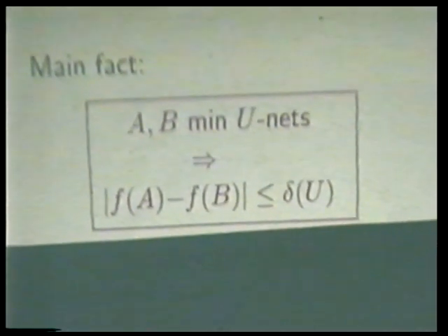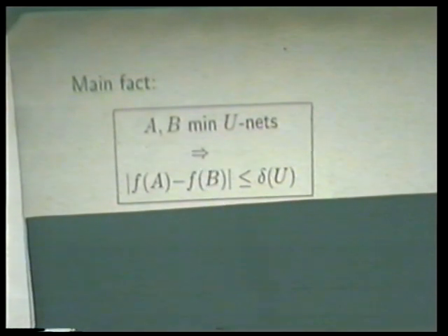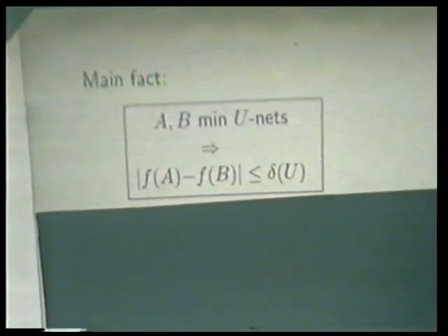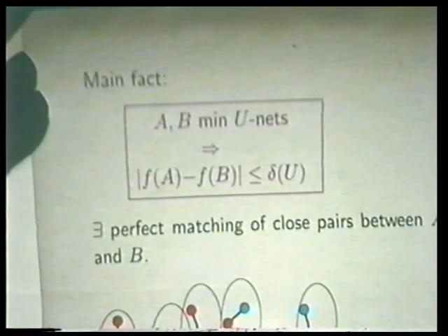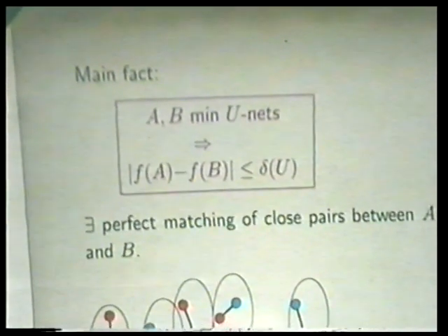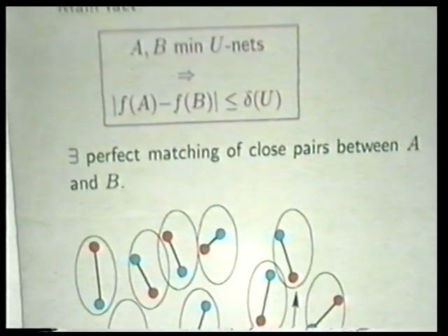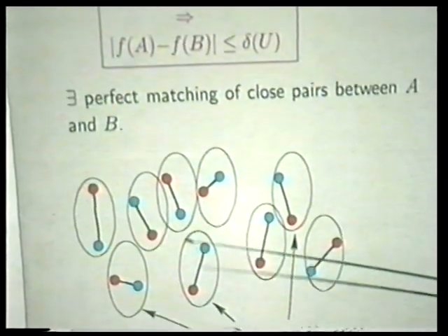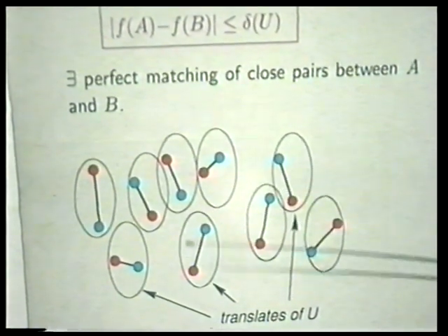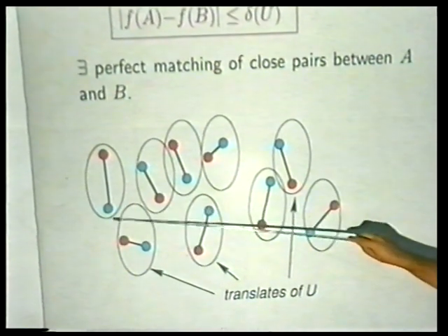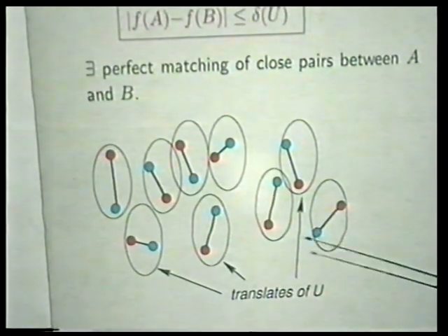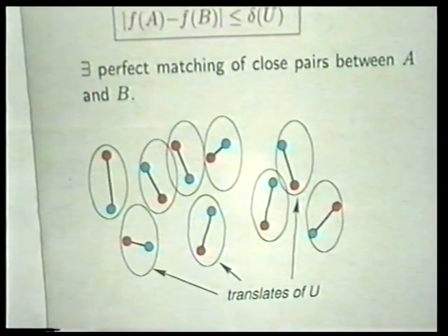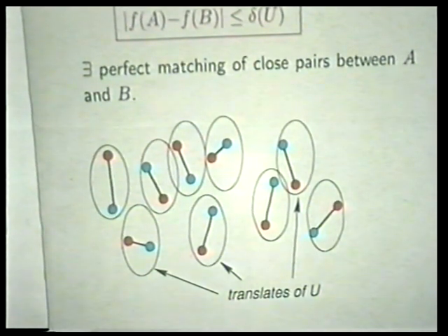But here is the difficulty, because I know very little about these sets A and B. I know that they have the same cardinality, but that's about all I know about them. So the idea is to show, suppose this red point is one of these sets, and the blue points are the other, that you can match them up so that each pair is contained in a translated copy of U. If you can do that, then it's obvious that replacing each red by blue changes the function value by at most delta, so the average changes by at most delta.